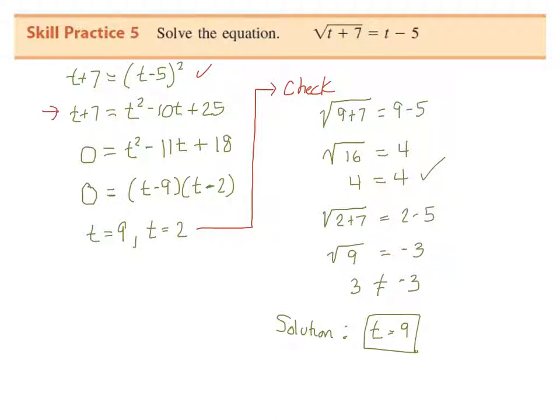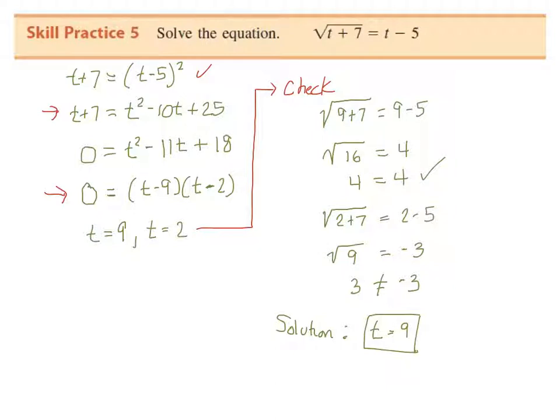Now we use the zero principle. We bring the t and the 7 over to the left-hand side of the equation. We get 0 is equal to t squared minus 11t plus 18. Well, this quadratic is factorable. It's factorable into t minus 9 times t minus 2. And again, we get t is equal to 9, t is equal to 2.